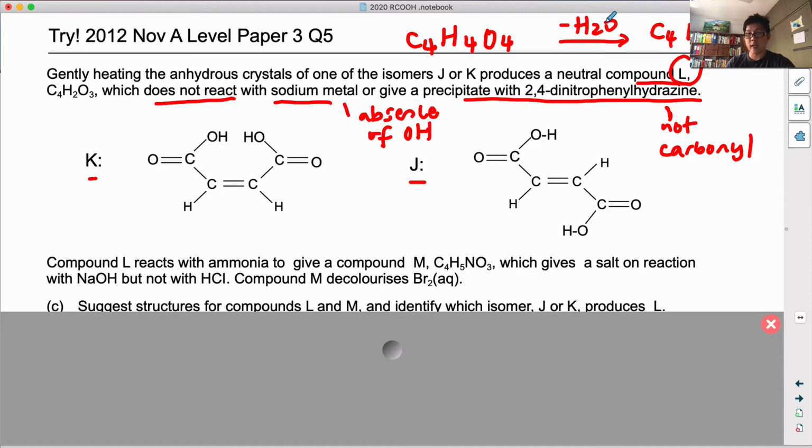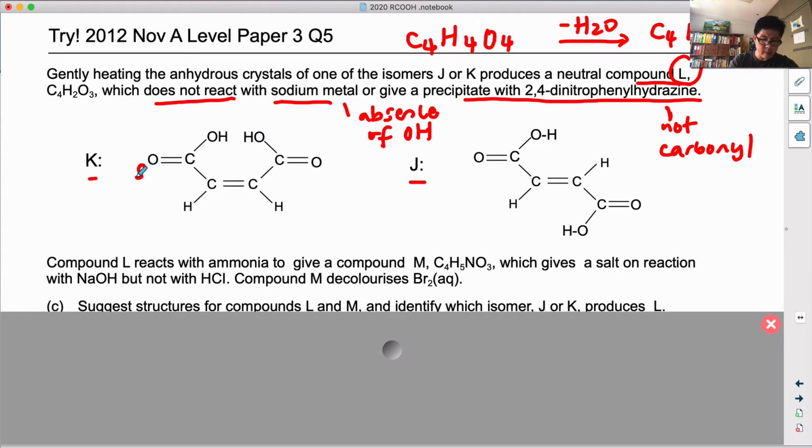So the way we can take away water from either K or L, I guess the best way to do it is this one here. You take away the OH from here and the H from here. Can you see that? So you take away water, OH from the acid and the H from the other acid. So the mechanism could actually work like this, right?